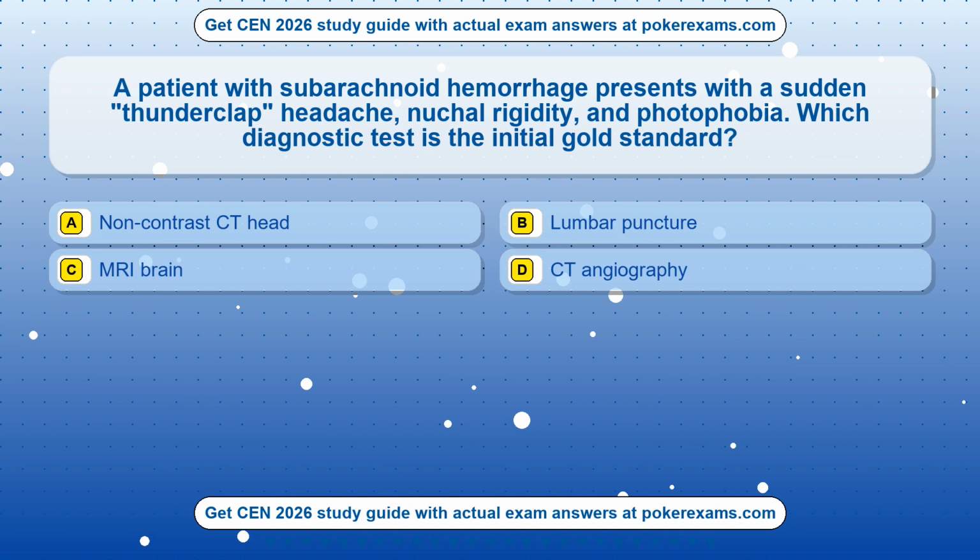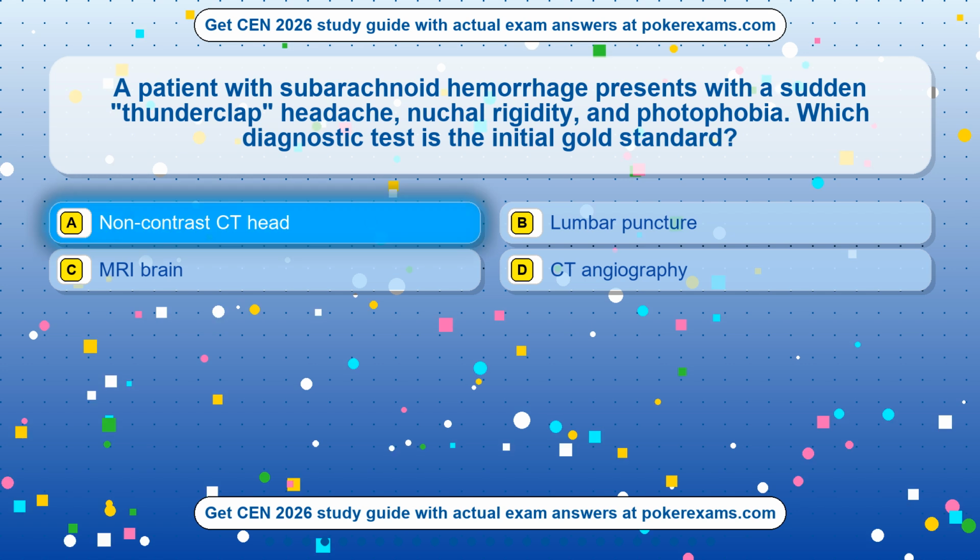Question 1. A patient with subarachnoid hemorrhage presents with a sudden thunderclap headache, nuchal rigidity, and photophobia. Which diagnostic test is the initial gold standard? Option A, non-contrast CT head. Option B, lumbar puncture. Option C, MRI brain. Option D, CT angiography. The correct answer is option A.